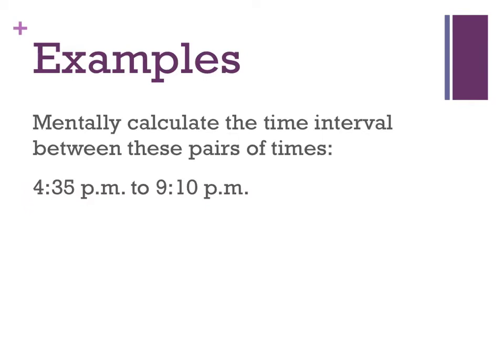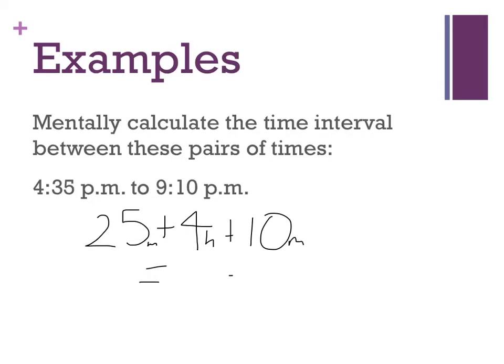4:35 to 9:10. Now, how many minutes is there between 4:35 to the closest hour? Well, I know there's 25 minutes between 4:35 and 5 o'clock. Then I ask myself, okay, now I'm at 5 o'clock. How many hours till 9? 5, 6, 7, 8, 9. That's 4 hours. Okay, 4 hours till 9 o'clock. And then it said 9:10. So that's another 10 minutes. So it's 25 minutes plus 4 hours plus 10 minutes. So my answer becomes 4 hours and 35 minutes.